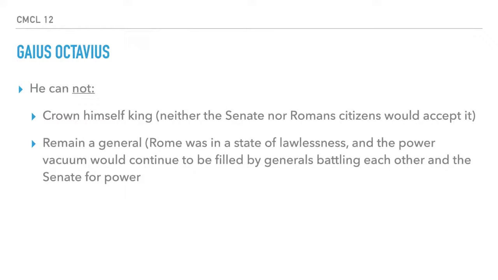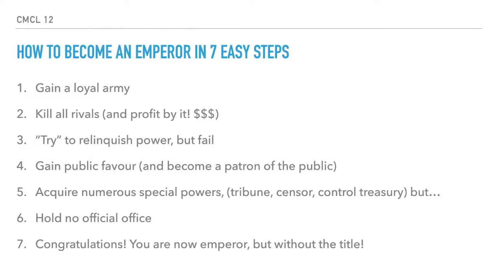And so, when Octavian comes back to Rome, he's in the same position as Julius Caesar was. He can't crown himself a king, but remaining in the position he is guarantees that he will constantly be fighting wars against other generals who want power as well. What to do, right? And so Octavian is very clever, right?